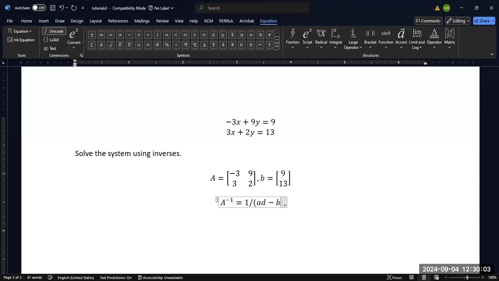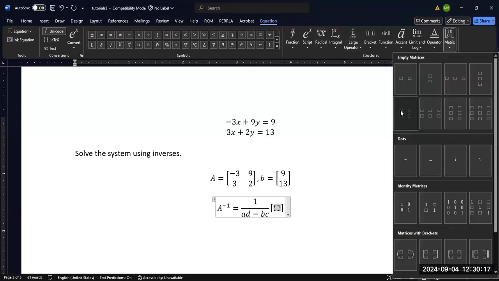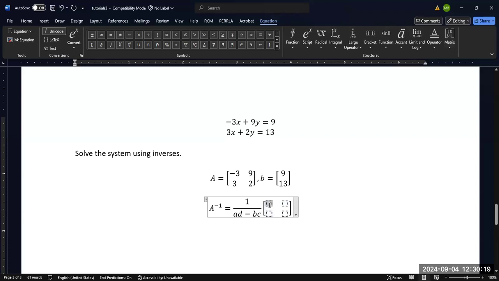Now, the formula for A inverse is going to be 1 over AD minus BC, the determinant of our A matrix. And then assuming our original matrix was A, B, C, D going across the rows, we will change the positions of D and A, and then change the sign, but not the locations, of B and C.